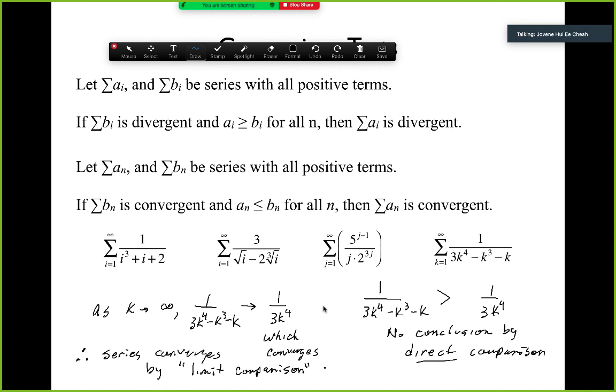Okay. I have a question. Sure, please. So will we do direct comparison, and if it doesn't work, then we do limit comparison? That's often what will work. Yeah. So always look for direct comparison first.